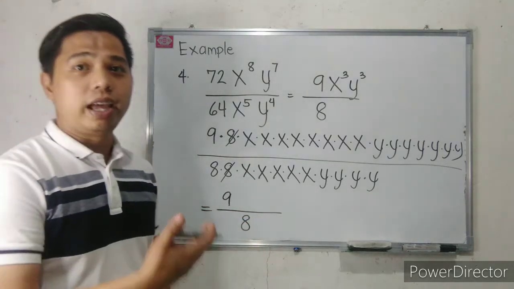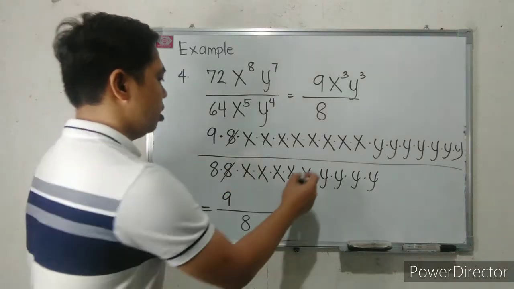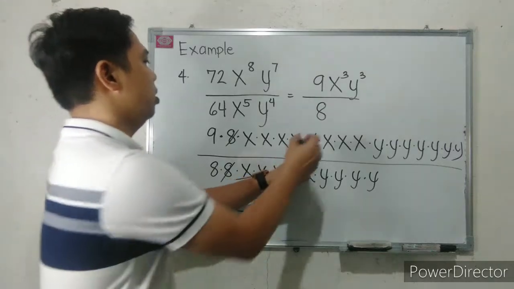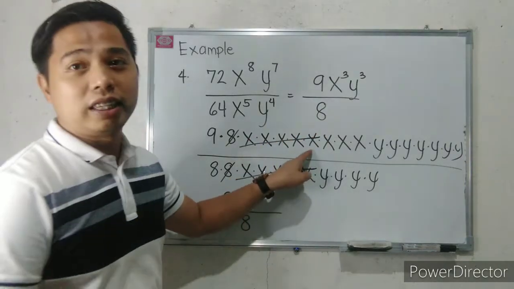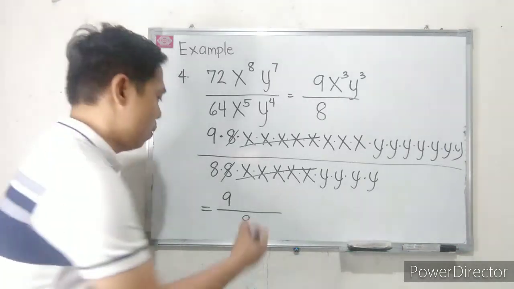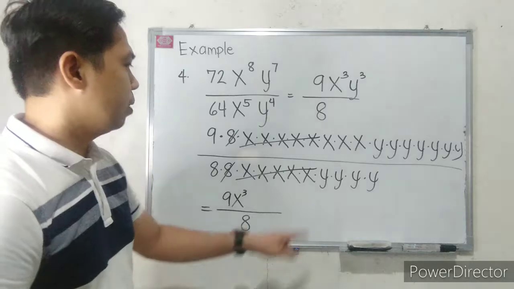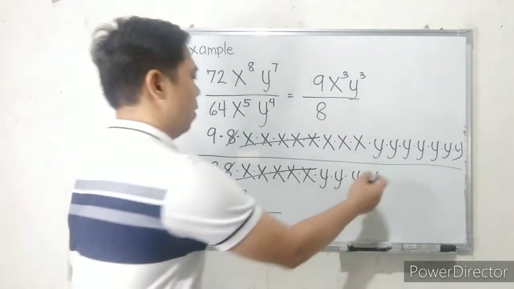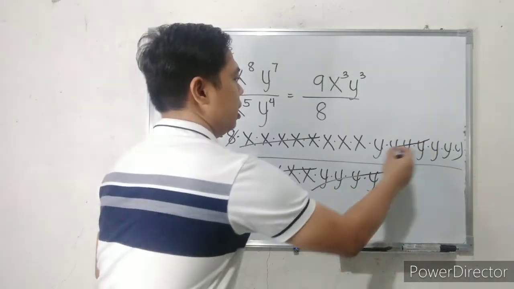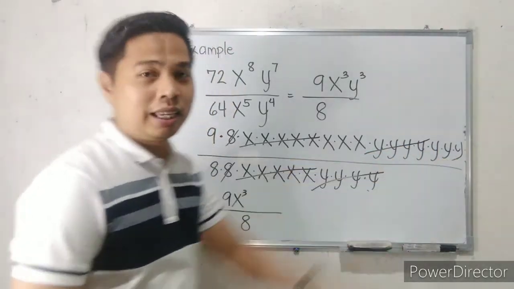Next, how about our x? So, 1, 2, 3, 4, 5. Wala na to. So, ilan na lang class yung natira? 1, 2, 3. So, we have x cubed. How about y? 1, 2, 3, 4. Wala na to. Ilan na lang class yung natira? Tatlo na lang din. 1, 2, 3. Okay?